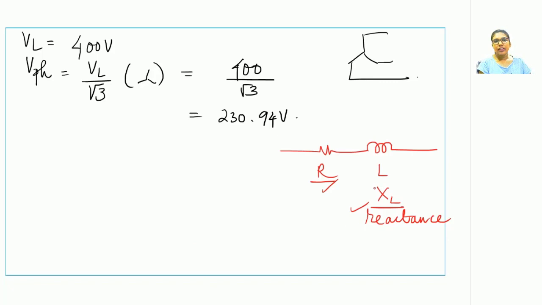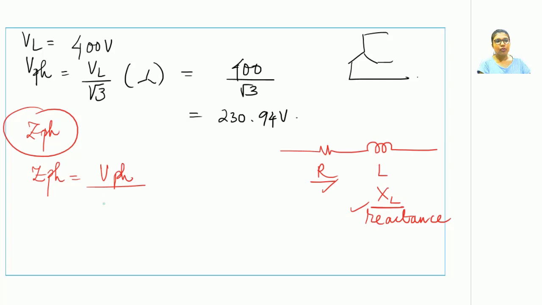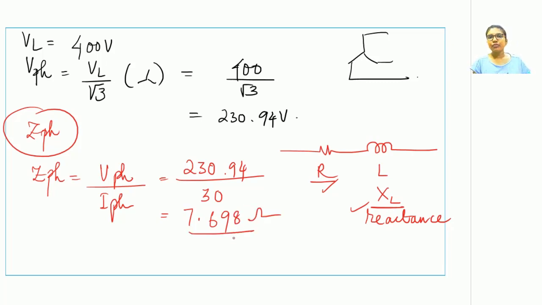Now these values of R and XL can be known only from the Z phase value. Unless the Z phase value is known to us, one cannot capture these values. So how to know this Z phase value? Z phase can be figured out by the V phase upon I phase expression. The value of V phase is known to us and the value of I phase is provided in the question. Upon substituting, it comes out to be 7.698 ohms.